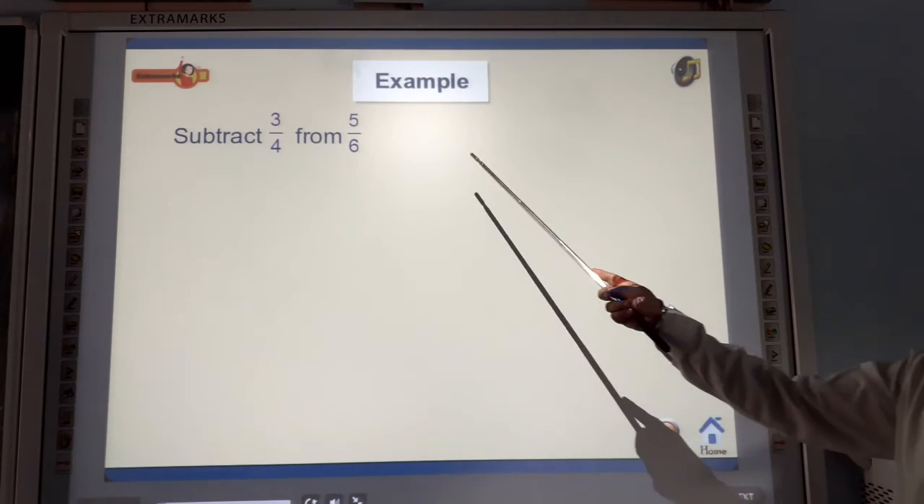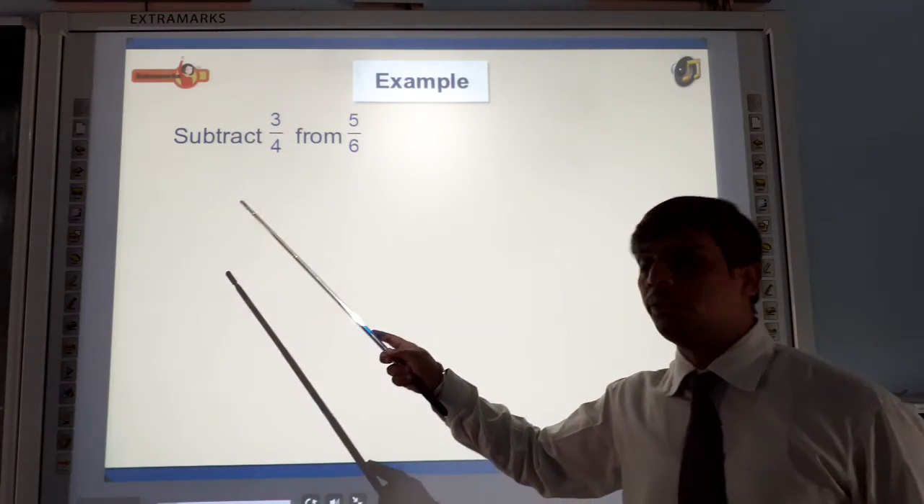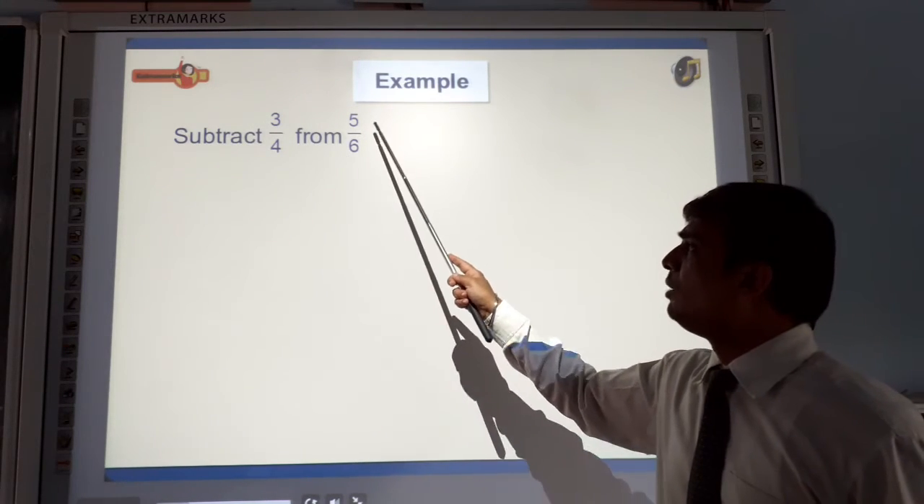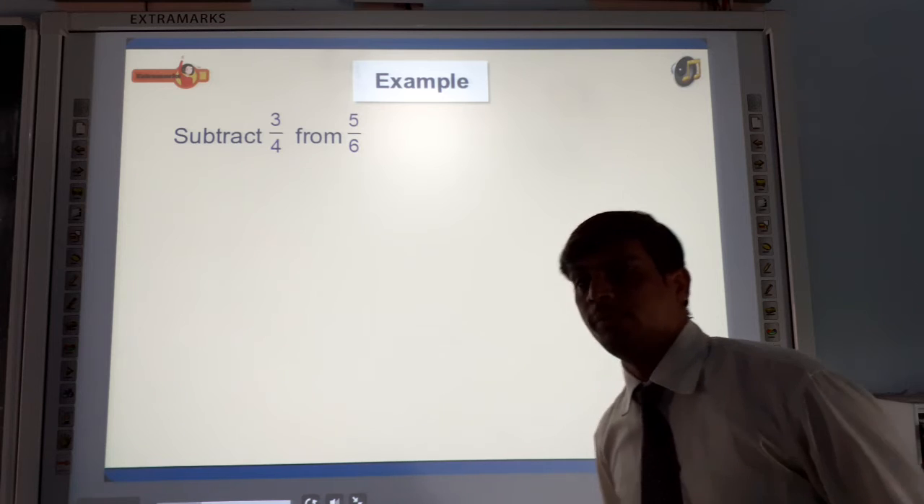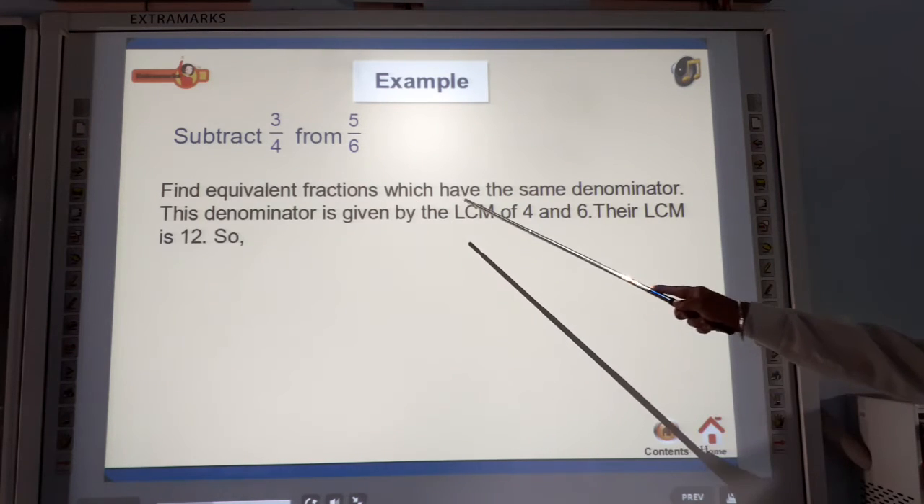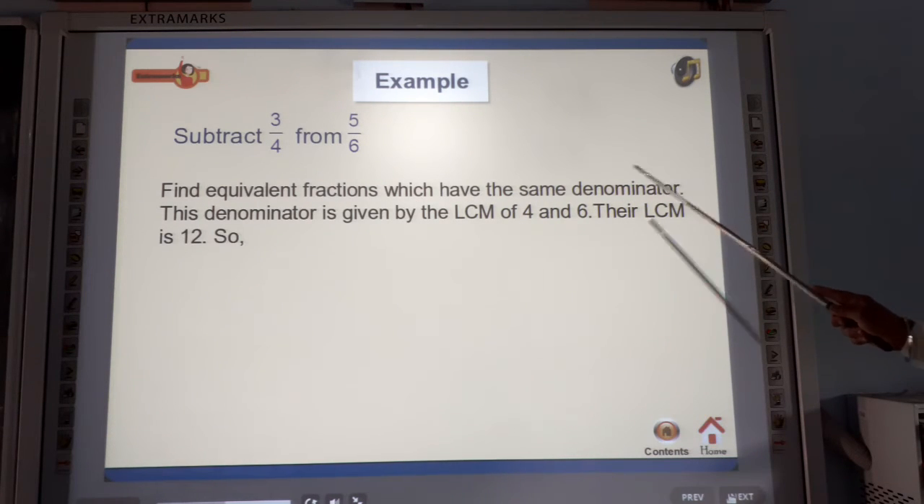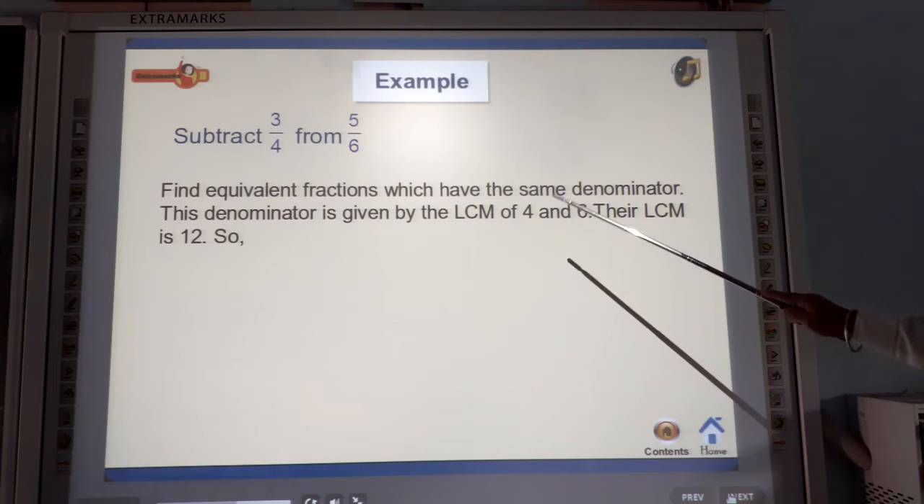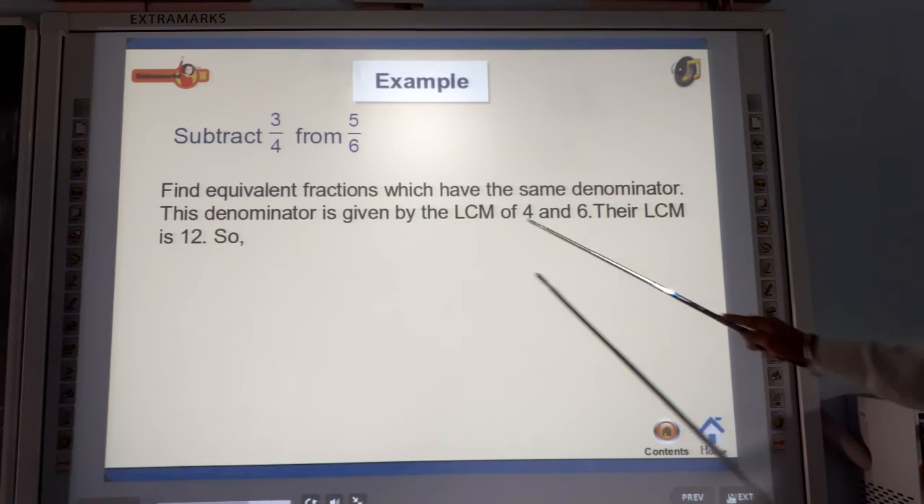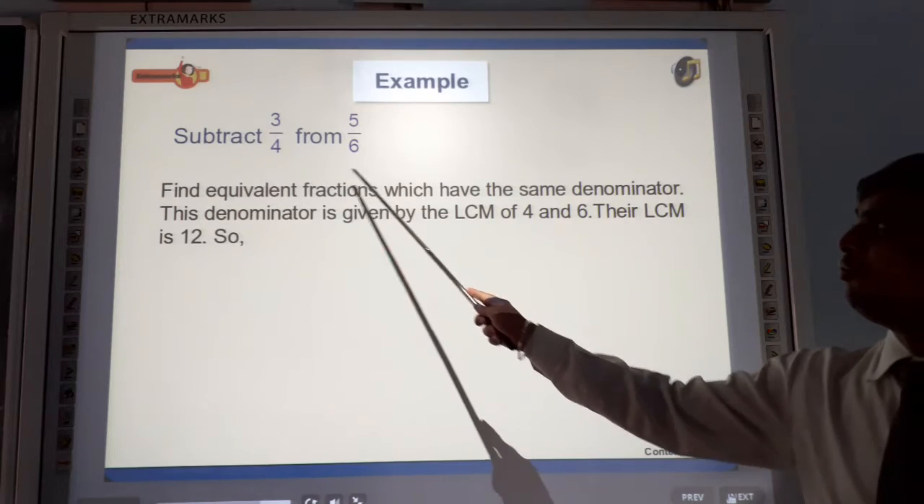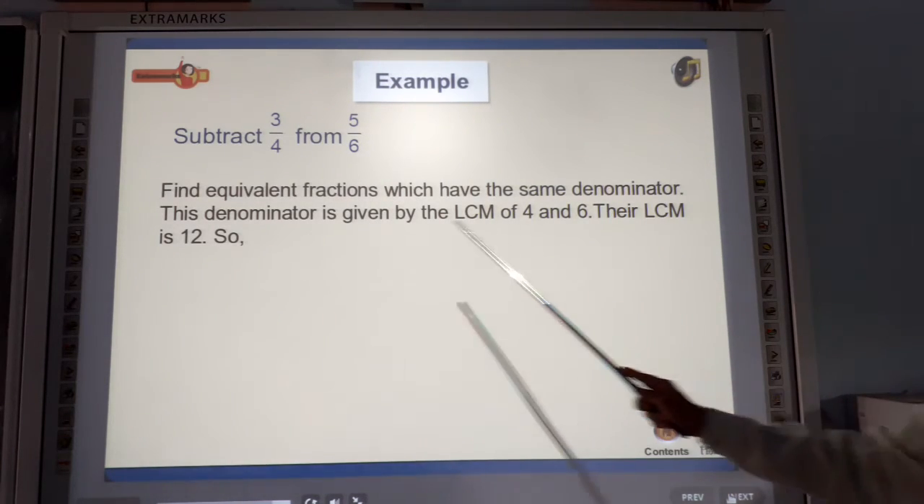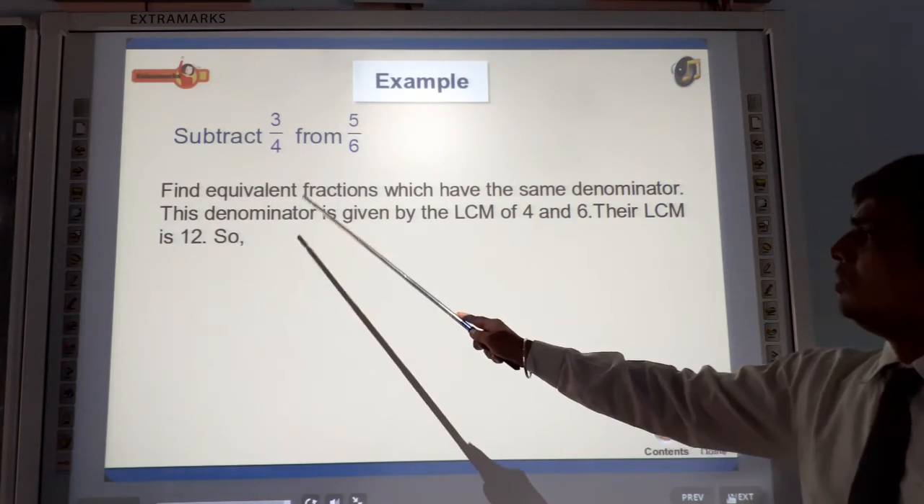For example, subtract 3 by 4 from 5 upon 6. Okay student, find equivalent fractions which have the same denominator. This denominator is given by the LCM of 4 and 6. LCM of 4 and 6, their LCM is 12.